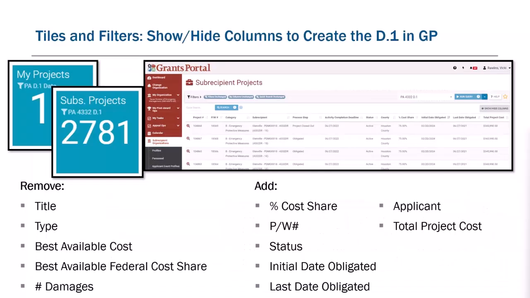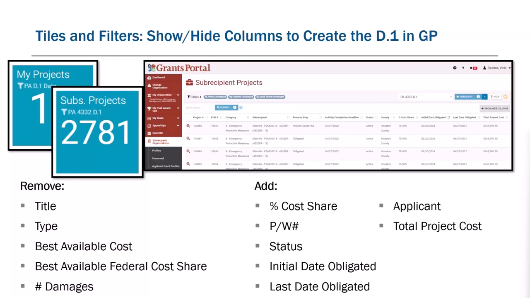The D1 can be created for the applicant or can be created by the recipient for all subrecipients. The project filters allow you to customize by all projects or a specific event. Once you filter by all or the event only, to recreate the information from the D1, you use the show hide columns. You will not need these 5 selections. So you will remove these and then you will add these 7 selections to give you the data as we pointed out in the previous slides.